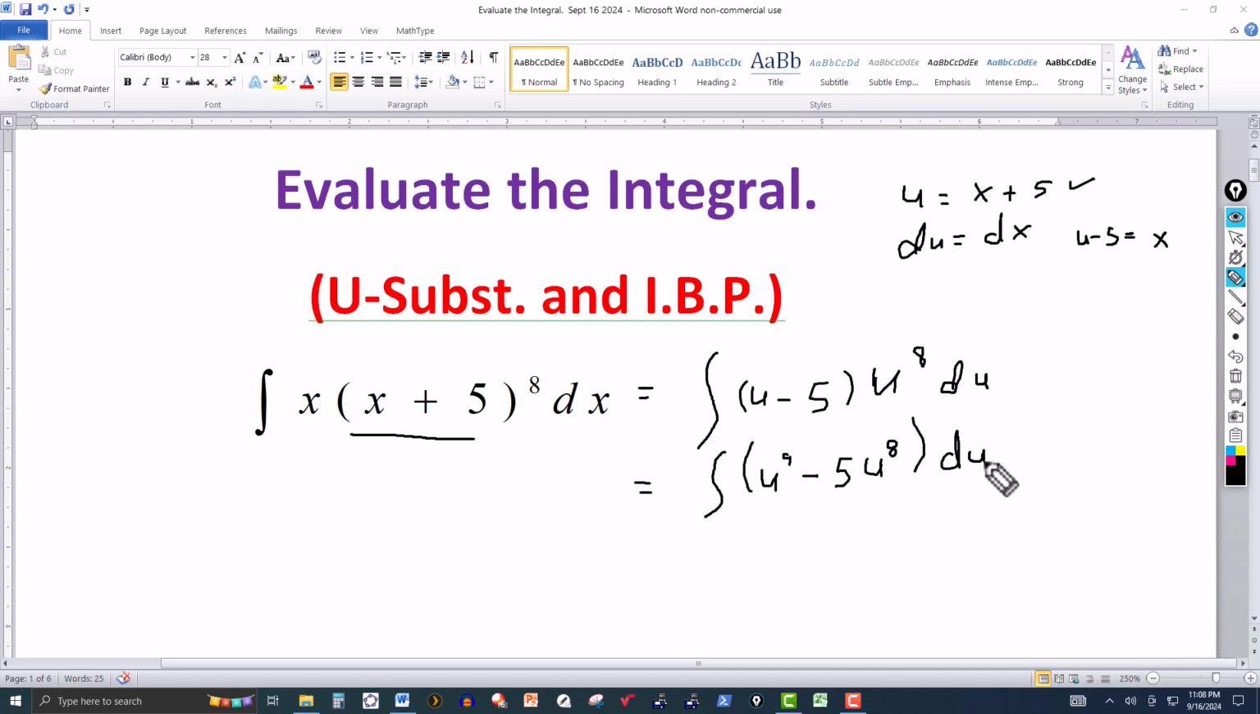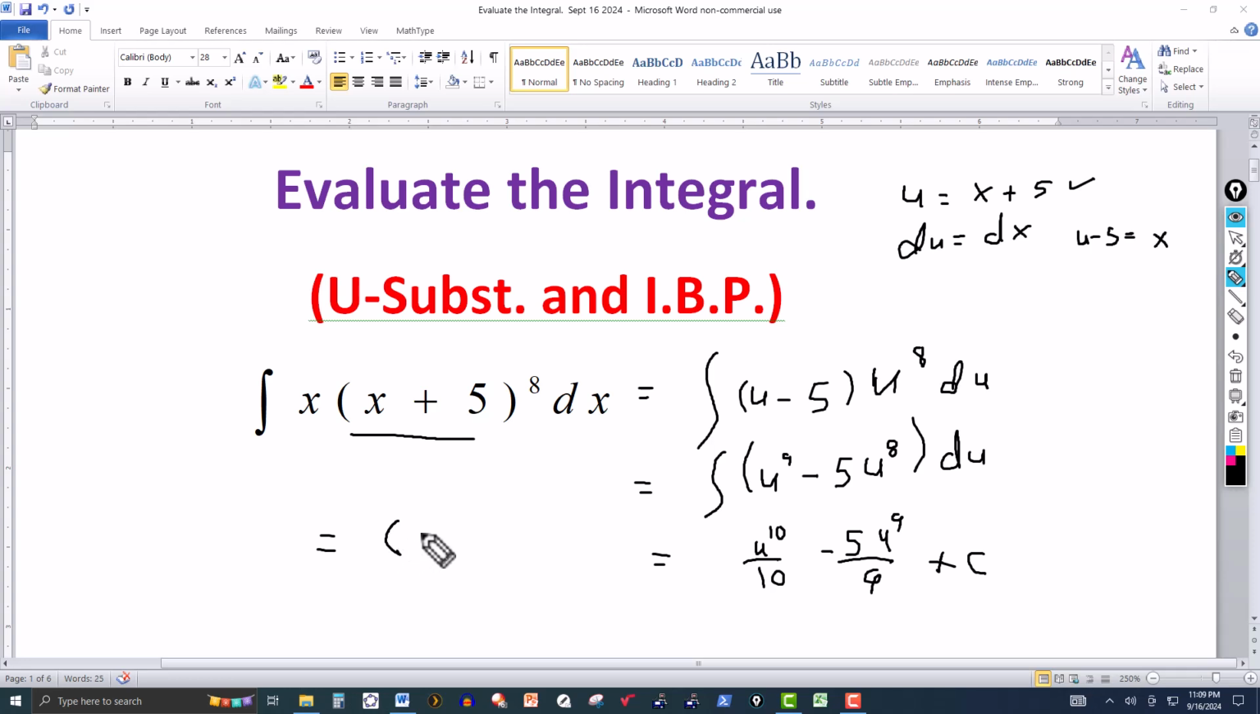Now we have the look of a polynomial in terms of u, so this is simple integration, term by term. Add 1 to the 9, we get 10, divide by 10. Add 1 to the 8, we get 9, and divide by 9, and then we have the constant of integration. Now all we have to do is go back to the original variable. So when you have the u, put x + 5.